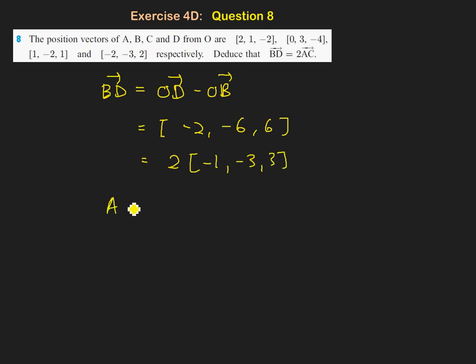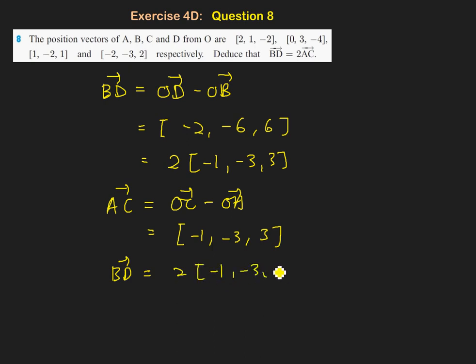Now AC is actually OC minus OA, and the position vectors are already given to you. OC in this case is 1, negative 2, 1, and OA is 2, 1, negative 2 right here. If you finish this, you get negative 1, negative 3, and 3 in fact. And so if you think about it, BD is therefore 2 times this, but what is this vector? This is actually AC. So therefore this is 2AC. And so this is just proven.